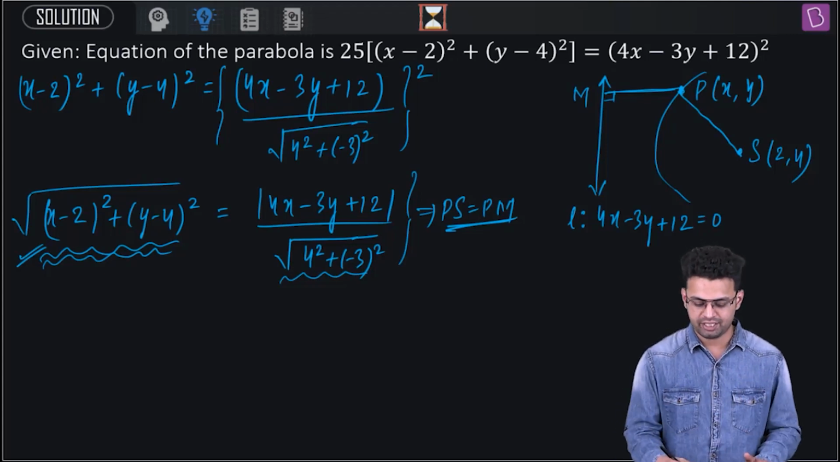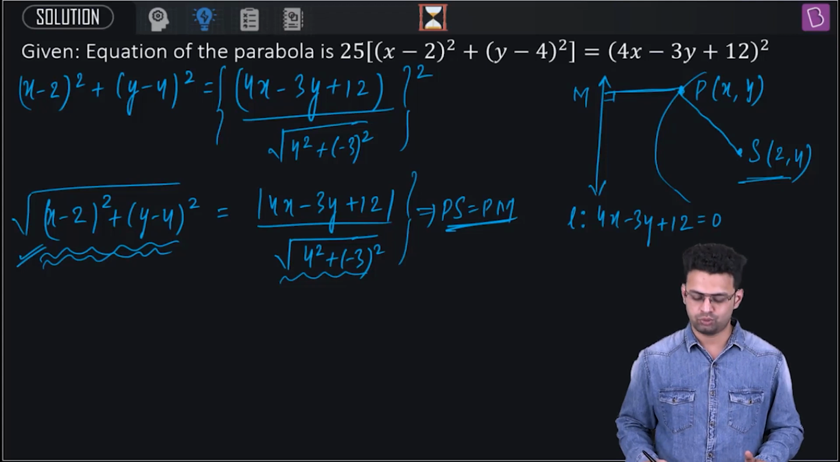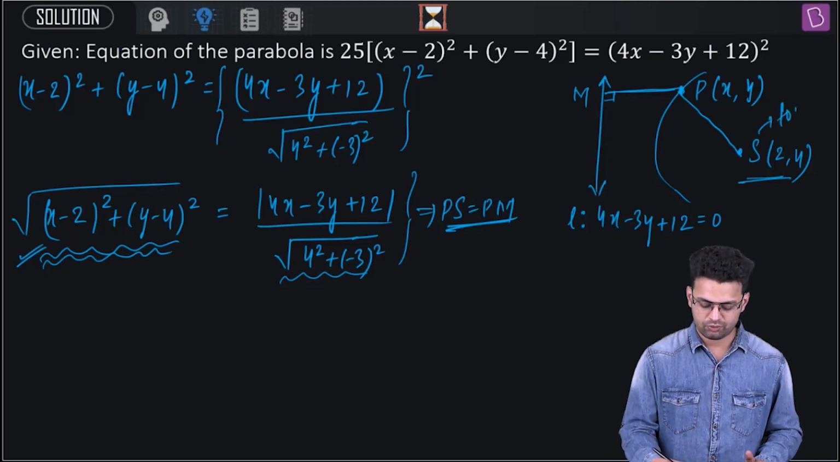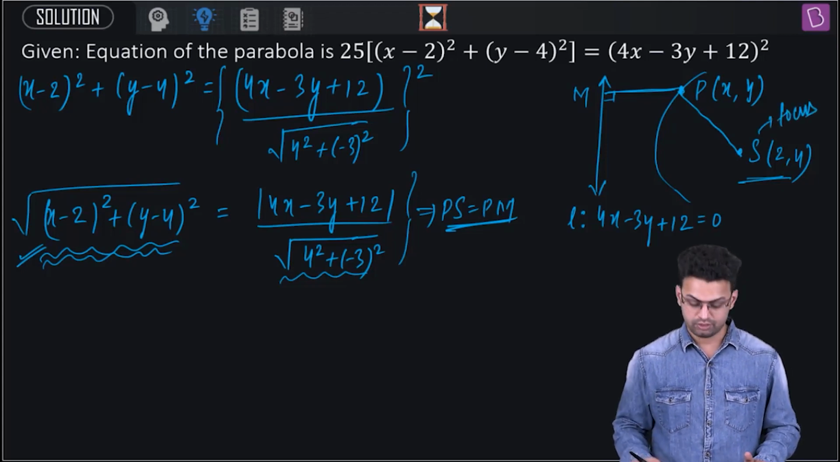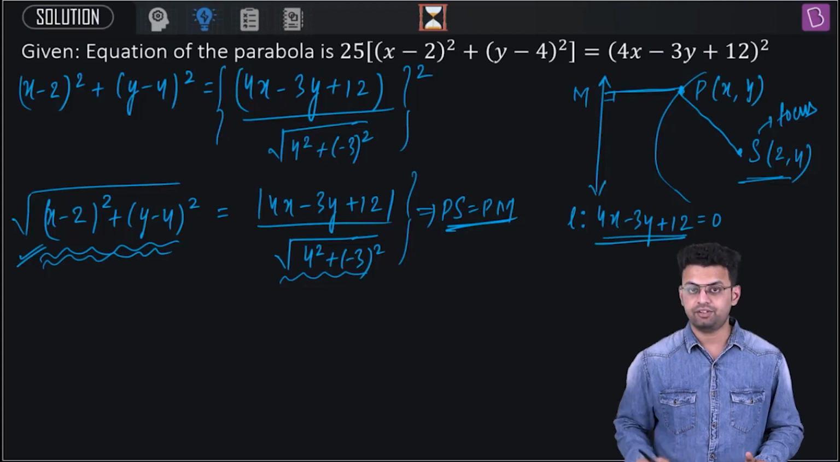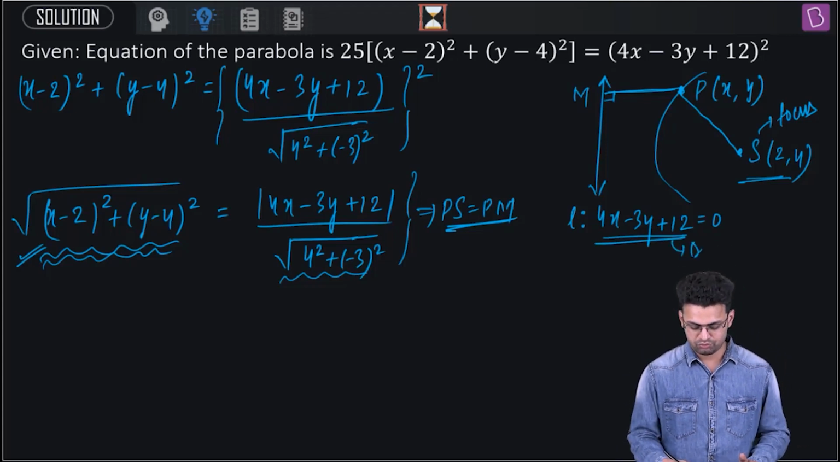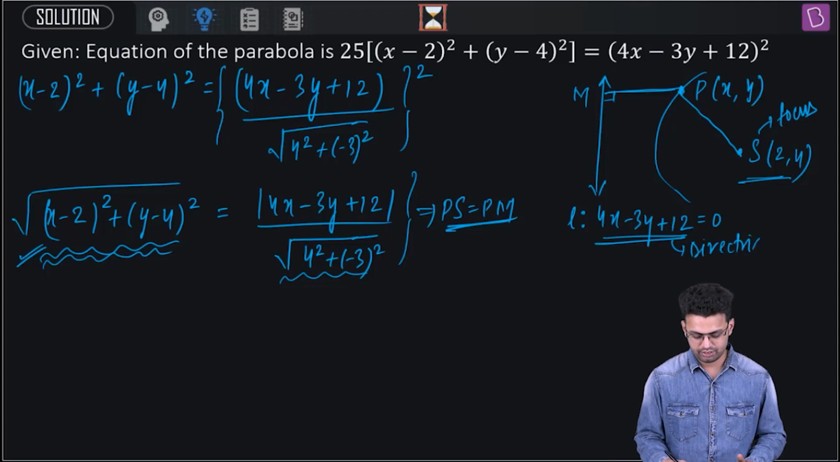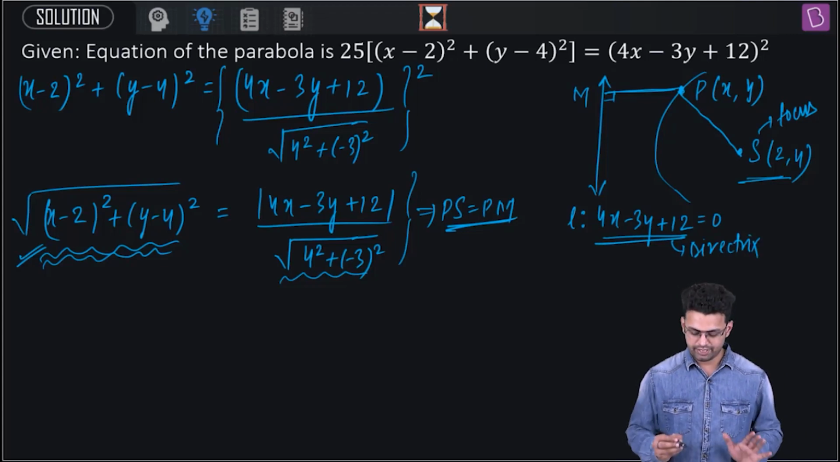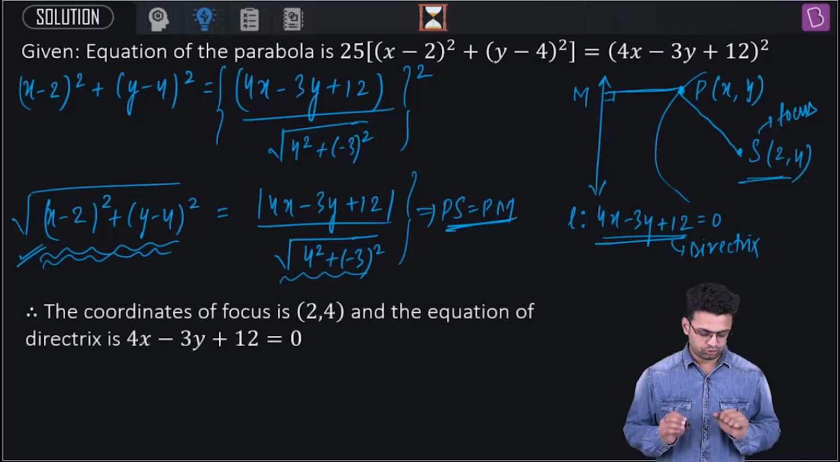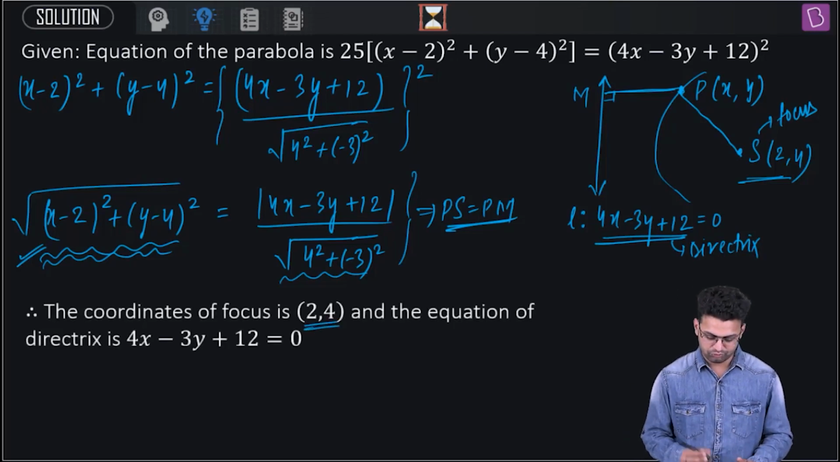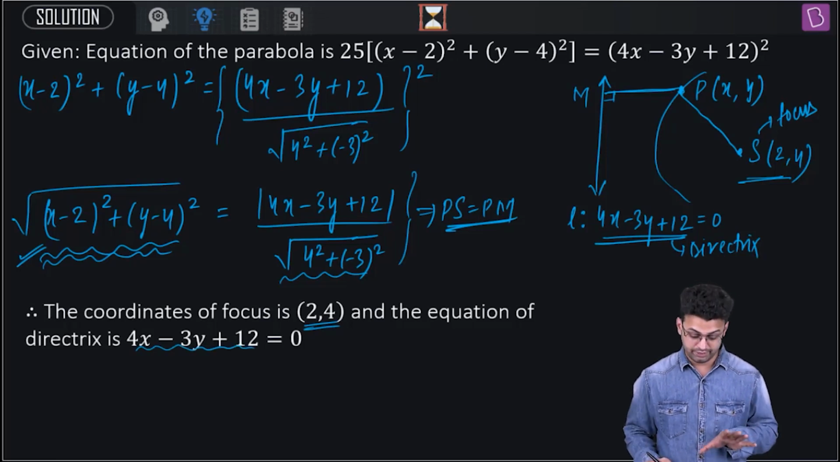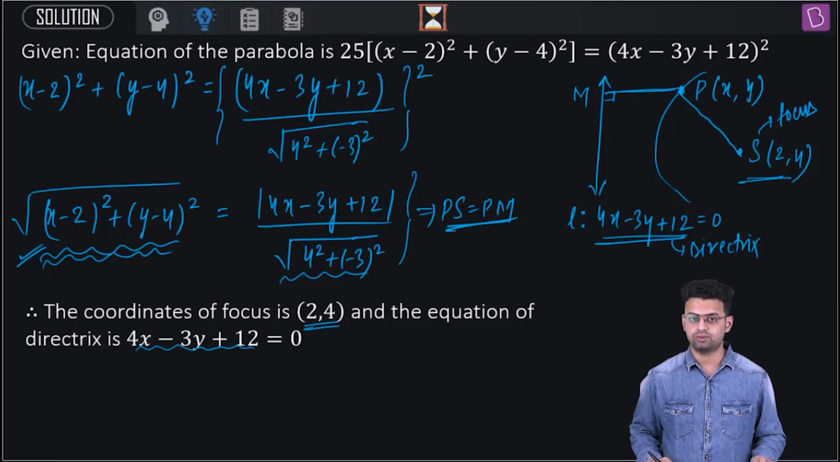So we have reiterated the equation of the parabola in such a way that now we can conveniently know the coordinates of the focus. What is the coordinate of the focus? It's 2 comma 4. And the equation of the directrix? Yes, it's 4x minus 3y plus 12 is equal to 0. Correct? Cool. So far we have the coordinate of the focus, which is 2 comma 4, and the equation of the directrix, which is 4x minus 3y plus 12 is equal to 0.